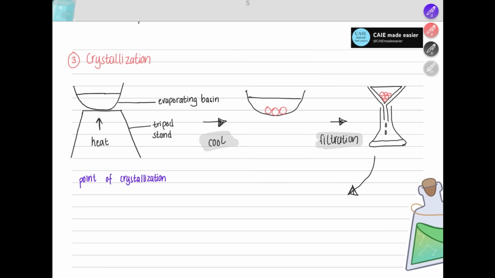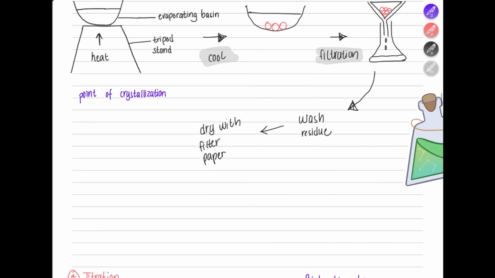After this, you're supposed to wash your residue to remove any droplets of filtrate. For example, if it was an acid or some other chemical, you want to remove any traces of that filtrate, so you have to wash the residue. After washing the residue, you have to dry it with an absorbent or a filter paper.